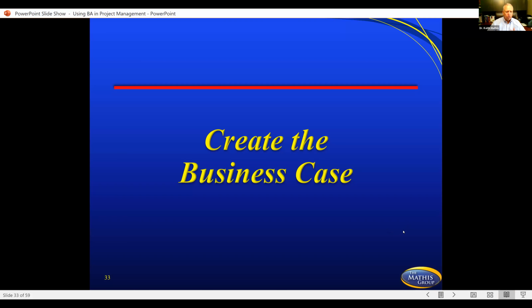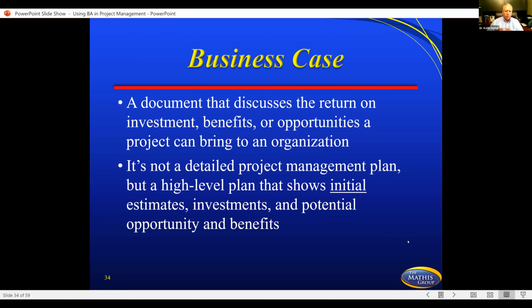So let's assume there is no project manager. The BA is brought in to do the business case. Just to refresh your memory, the business case is a document that discusses the return on investment, the benefits or opportunities a project can bring to an organization. It's not a detailed project management plan, but a high-level plan that shows initial estimates, investments, potential opportunity, and benefits. The reason you're doing a business case is you're determining whether or not it's worth investing this money into this project.